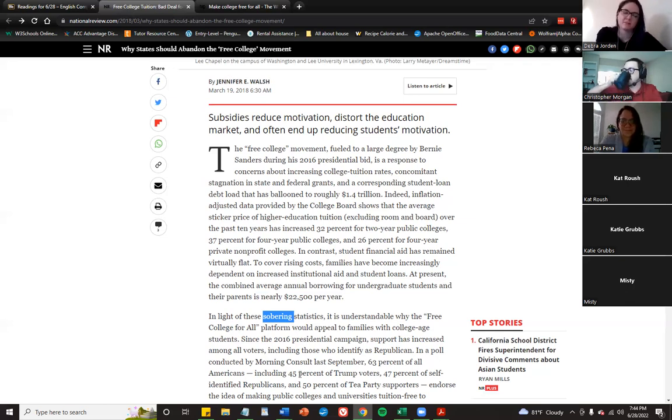It's more like David Brooks is saying, oh, the hangover, right? There's no hangover here. These statistics are not a hangover. They're a sobering fact, right? They're something that is curing you of your intoxication. They're disabusing you of notions. And again, taking something seriously. It's understandable why this would appeal to families with college-age students, right?